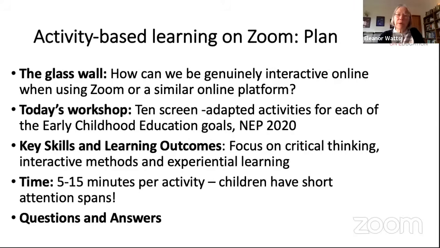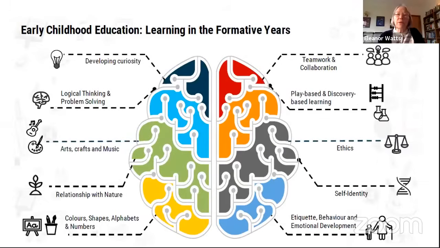We're going to think about some key learning outcomes from the early childhood education goals in the National Education Policy for 2020. And these are summarised in the documents by this little picture of the brain showing how we all learn in different ways.